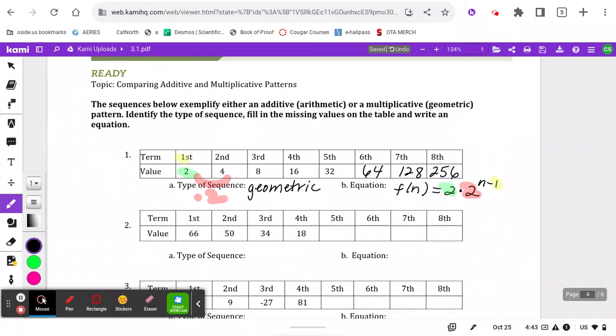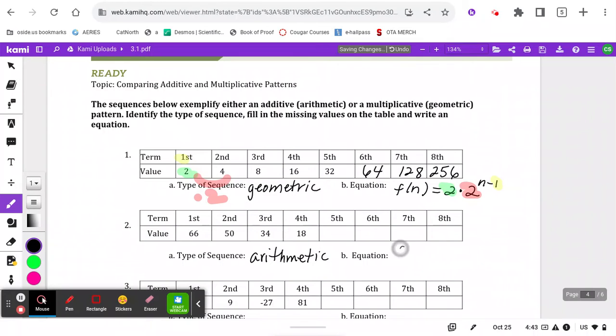Next, let's look at this one. It goes from 66 to 50 to 34 to 18. Do you see what's happening in that one? You got it. It's just subtracting 16. When we're repeatedly subtracting something, we're going to be doing an arithmetic sequence.